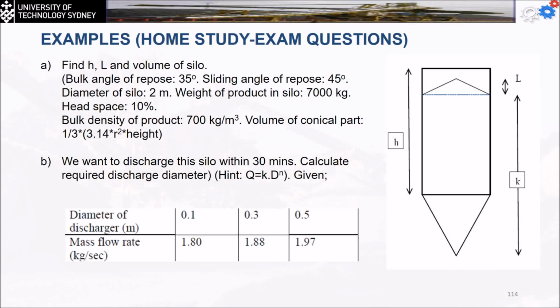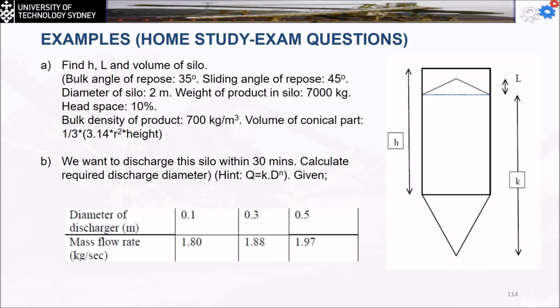So we know how to do the calculation for the silo total volume. The bulk angle of repose is equal to 35 degrees. The sliding angle of repose is equal to 45 degrees. The diameter of the silo is 2 meters. The weight of the product in the silo is 70,000 kilograms. And the head space is 10%. And the bulk density of the product is going to be 700 kilograms per cubic meter.